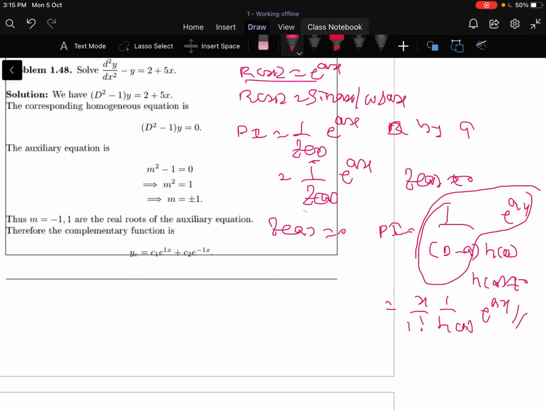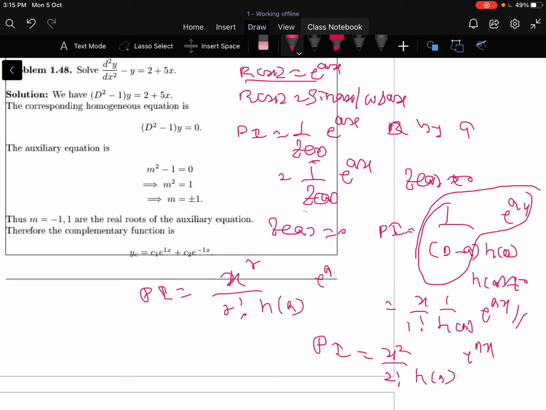Suppose a is the root of the polynomial f of D 2 times, then PI can be written as x square by 2 factorial into 1 by h of a into e power ax. Similarly, if a is the root of polynomial f of D r times, then PI can be written as x to the power of r by r factorial into 1 by h of a into e power ax. It goes like this.